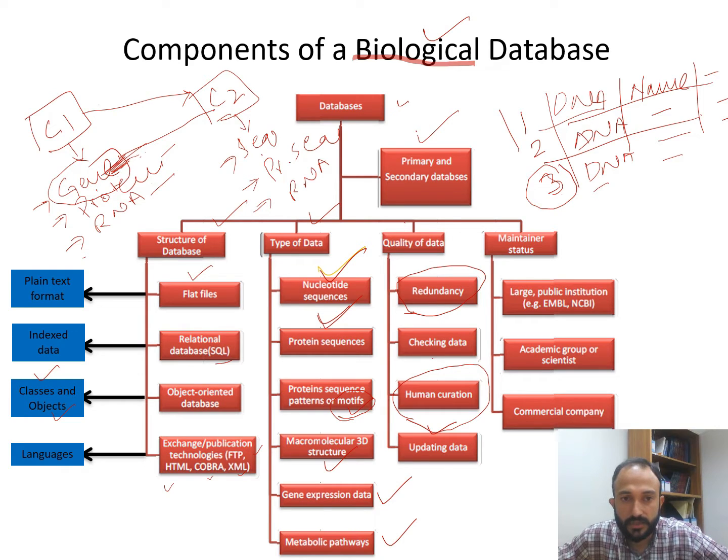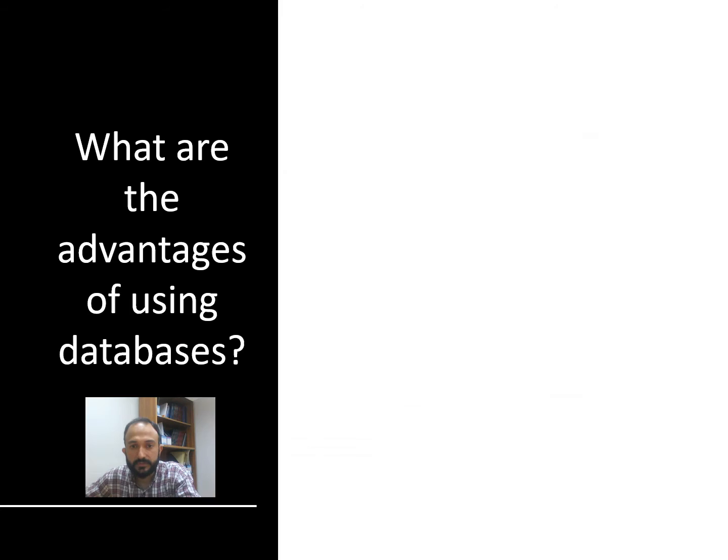So again, the structure of the data, then the type of the data, then the quality of the data, and then the maintainer status. That information or database should be maintained by a public institution, organization, or research group, and also by a commercial organization, so that they can maintain the data and improve its quality accordingly. There are different types of institutions, as you see: the NCBI database is controlled by NCBI, and the EBI database is controlled by EMBL-EBI, right?